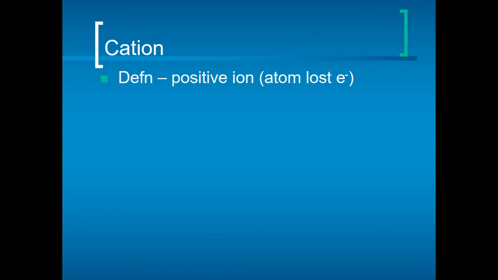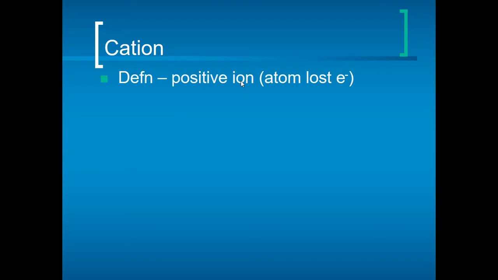So now that we've learned about atoms, now that we've learned about ions, let's talk about the cations and the anions. So we're going to start with cations, and since we're talking about trends in this unit, we're going to talk about their sizes. Okay, so first of all, a cation is a positive ion, an atom that has lost an electron.